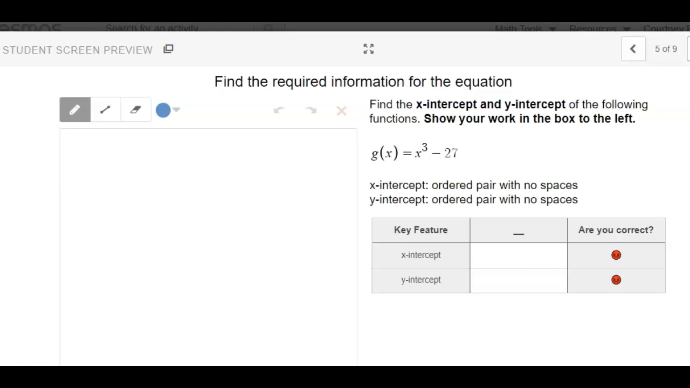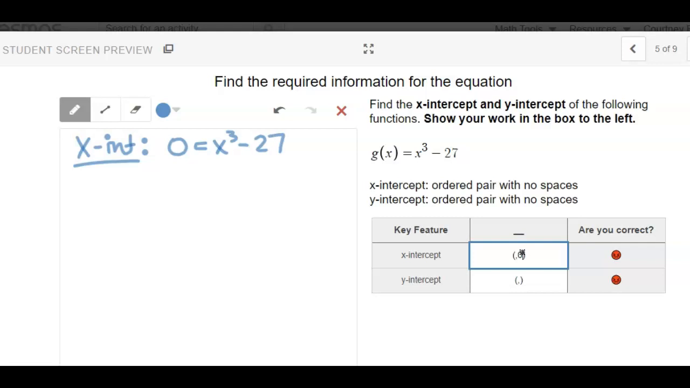Now, I'm asked to find the x-intercept and y-intercept of this function, and I need to show my work in the box to the left. I'm going to go ahead and write in my ordered pairs. So in the x-intercept, my y value is 0. So I'm going to go to the work box, and for my x-intercept, 0 is my y value. So I'm going to substitute 0 for y. 0 equals x cubed minus 27.